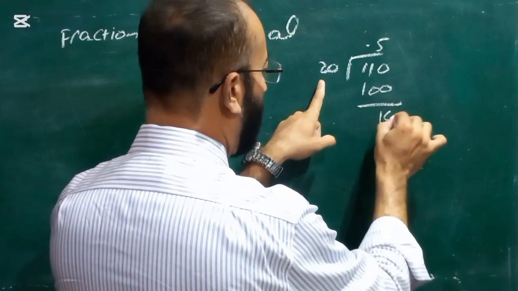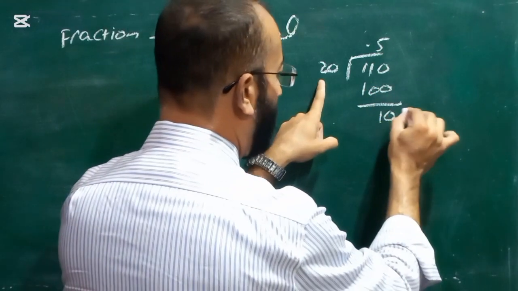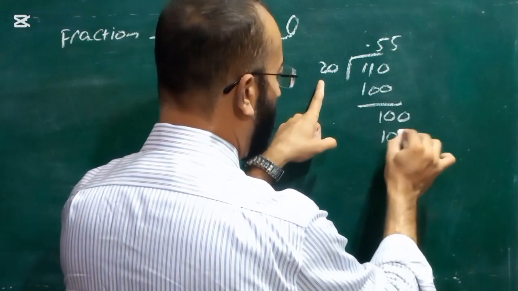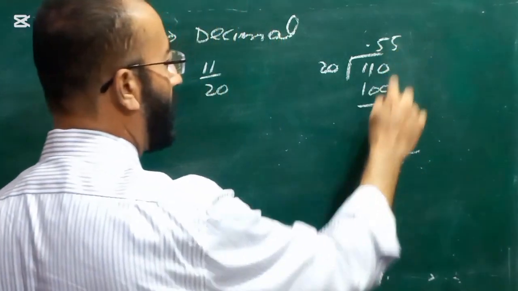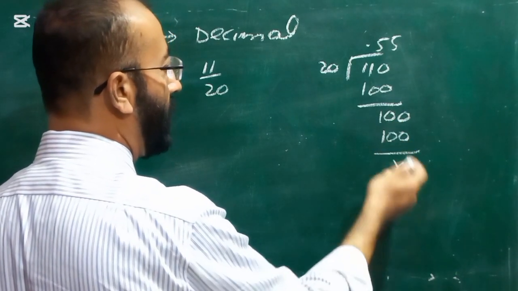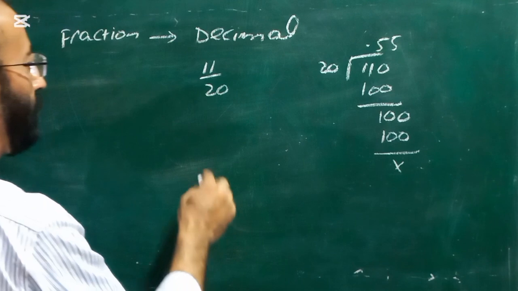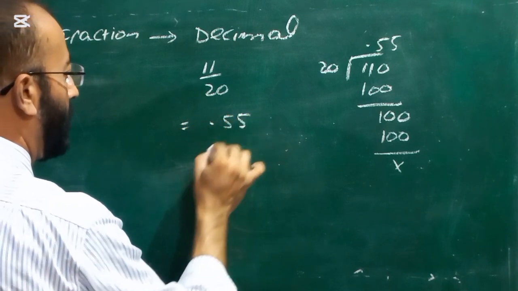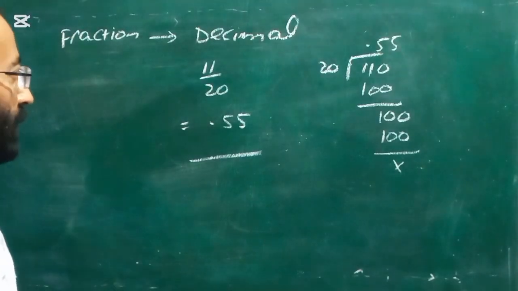Subtracting these numbers we will get 10. So here comes the second 0. So this is 25s are 100. So this is the answer now, because these will be subtracted to get the answer 0. So the answer is 0.55. So this is the method to convert a fraction into a decimal.